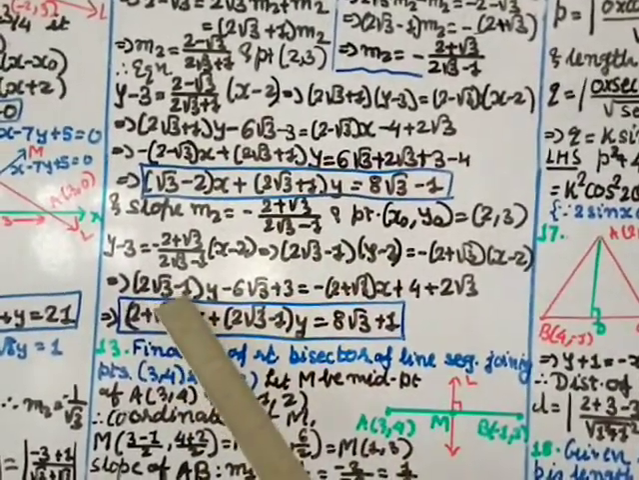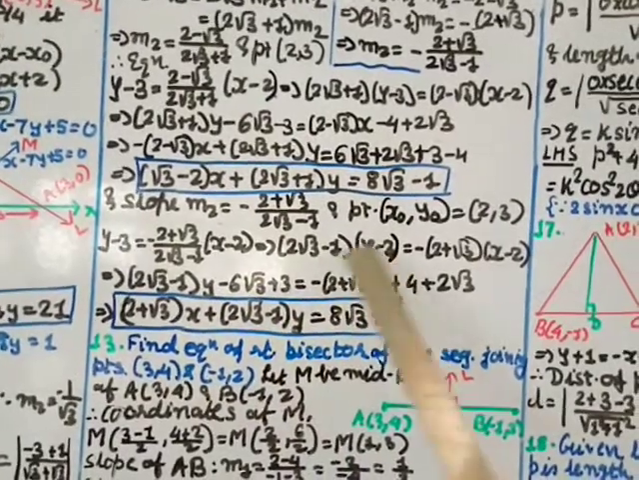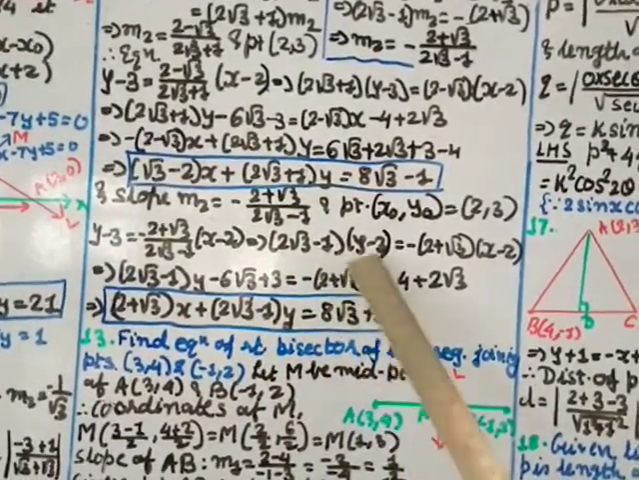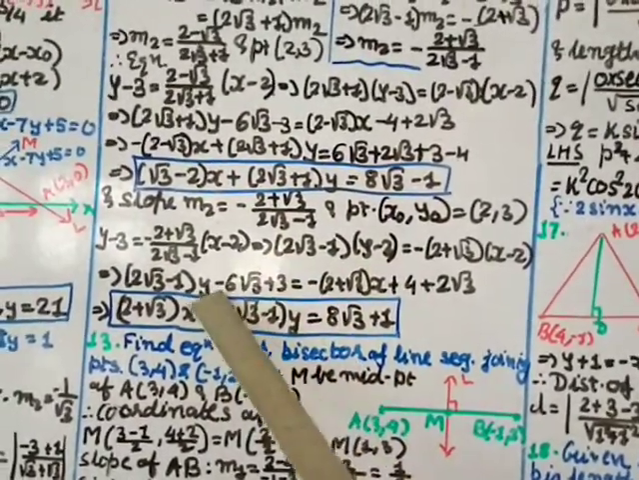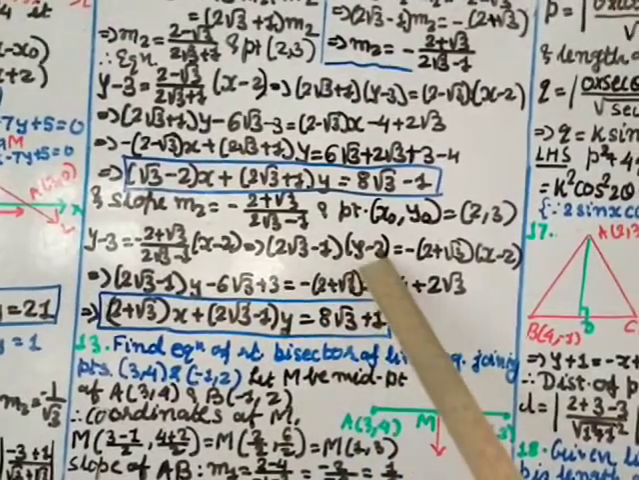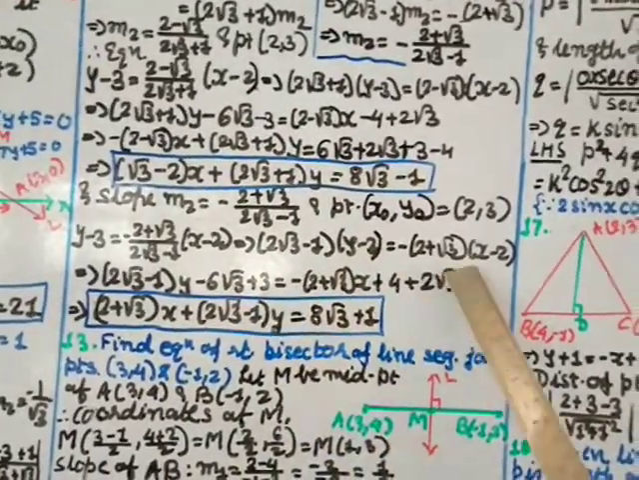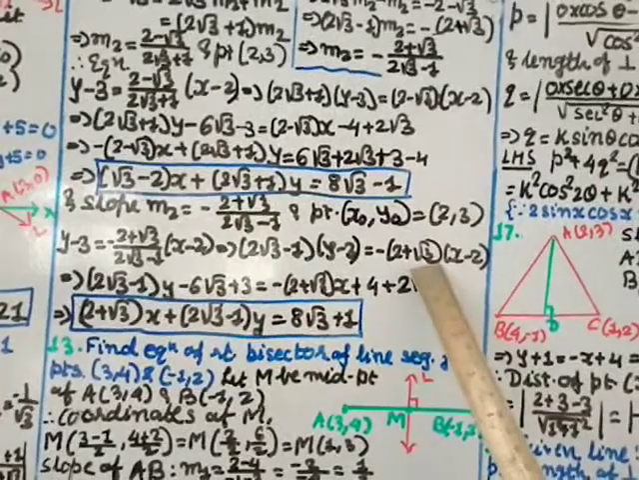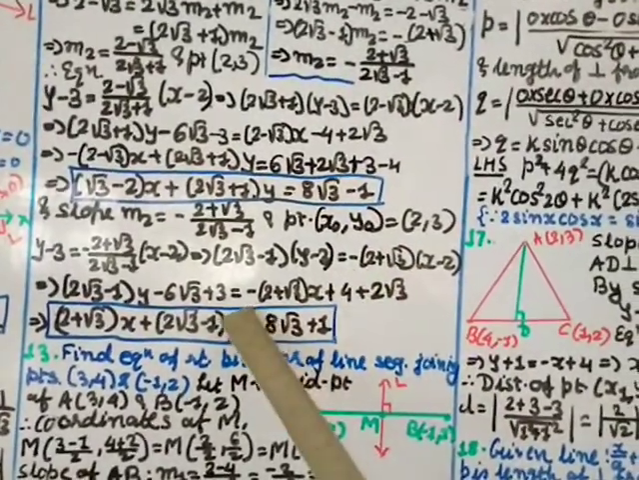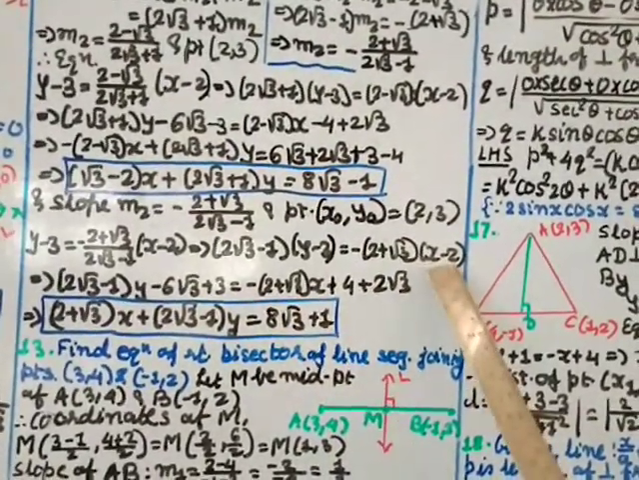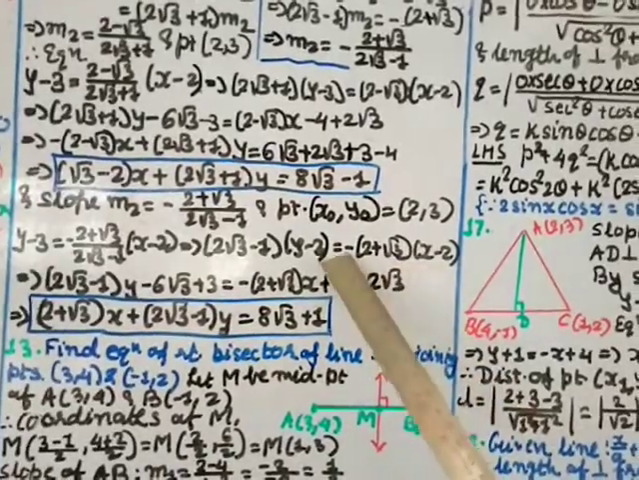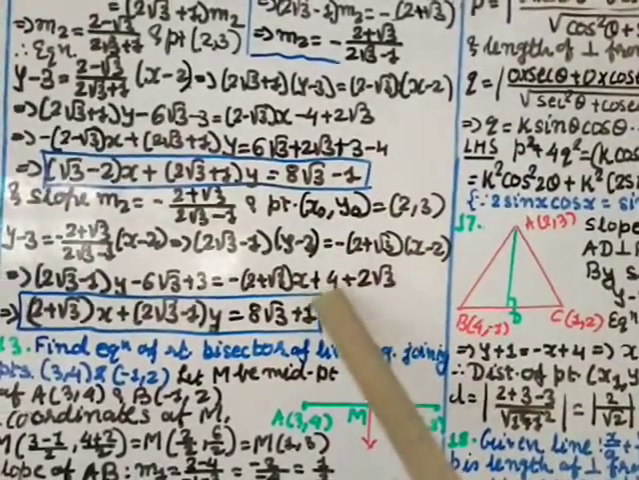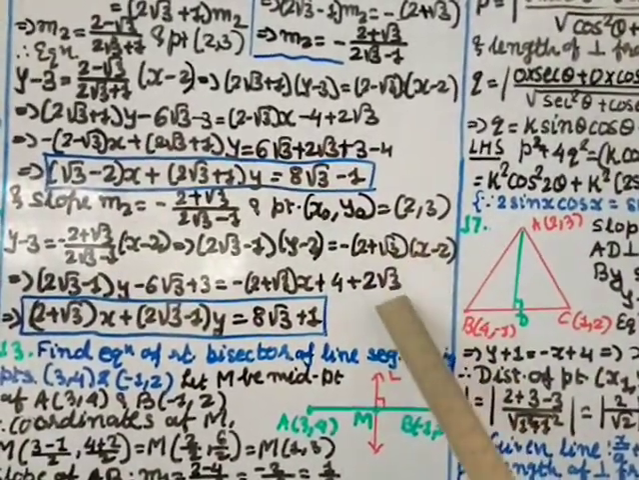So 2 root 3 minus 1 into y minus 3, and this will multiply. So minus 3 into 2 gives you minus 6 root 3. Minus 1 into minus 3 gives you plus 3, equal to this x multiplied together with the bracket. Okay, don't open. So here minus of 2 plus root 3 into x, and these 2 multiply individually. So this minus and minus becomes plus. So 2 into 2 is 4 plus 2 root 3.